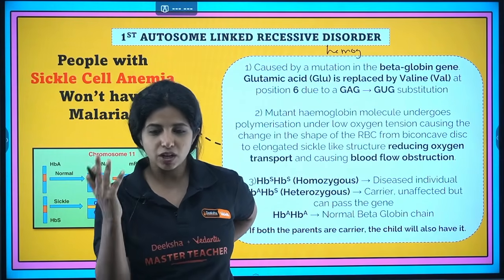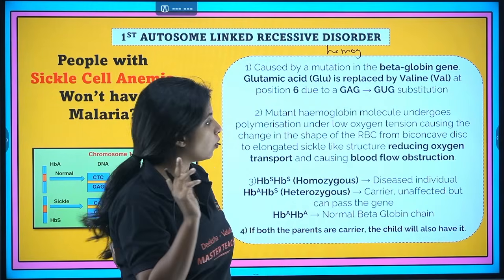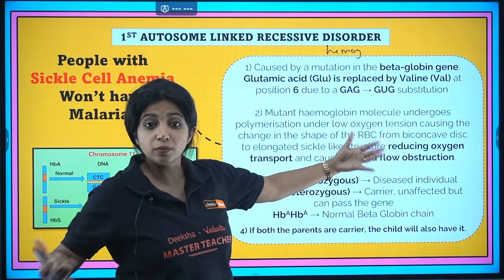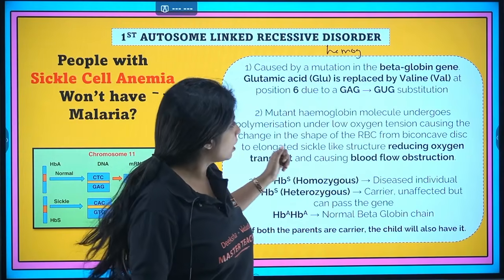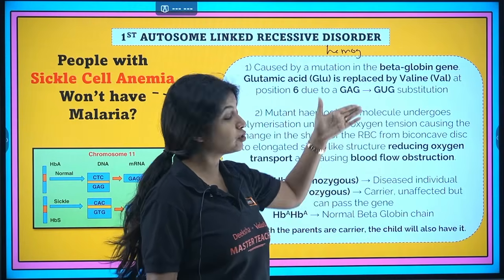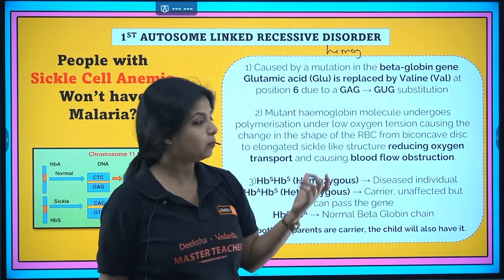This leads to different structural changes, polymerization, leading to what? A change in the shape of the RBC also. Because oxygen is very, very less. This hemoglobin is not able to carry oxygen, which is why all of this is happening. Now, from biconcave disc to elongated sickle-like structure is going to form, which is again going to reduce the oxygen transport and also cause blood flow obstruction.